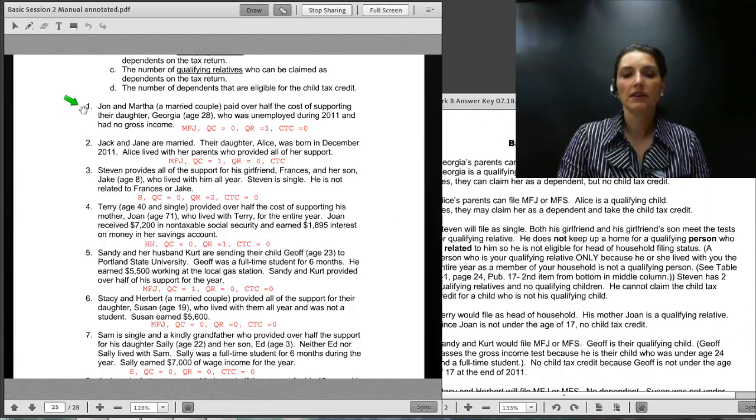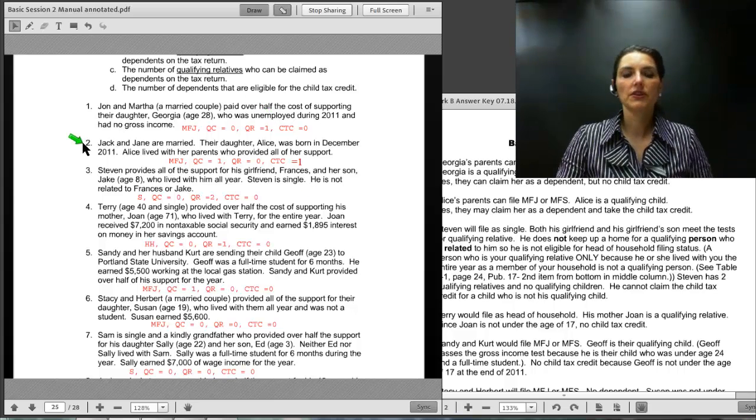John and Martha, a married couple, paid over half the cost of supporting their daughter, Georgia, age 28, who was unemployed during 2011 and had no gross income. Well, their filing status could be separate or joint. Joint is likely better. They do not have a qualifying child because their daughter is too old. Georgia is not under age 24 and a full-time student, nor is she under age 19. She's 28 years old, but she could be a qualifying relative. So we would say that there is one qualifying relative. She is too old for the child tax credit, so the child tax credit ranks out at 0.